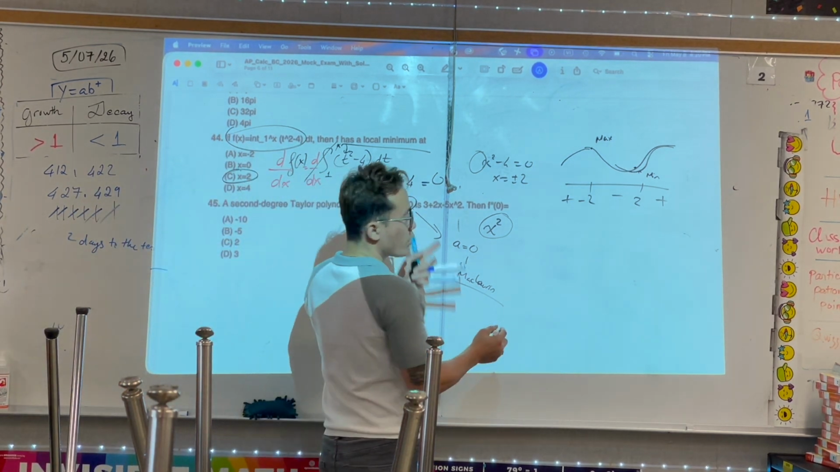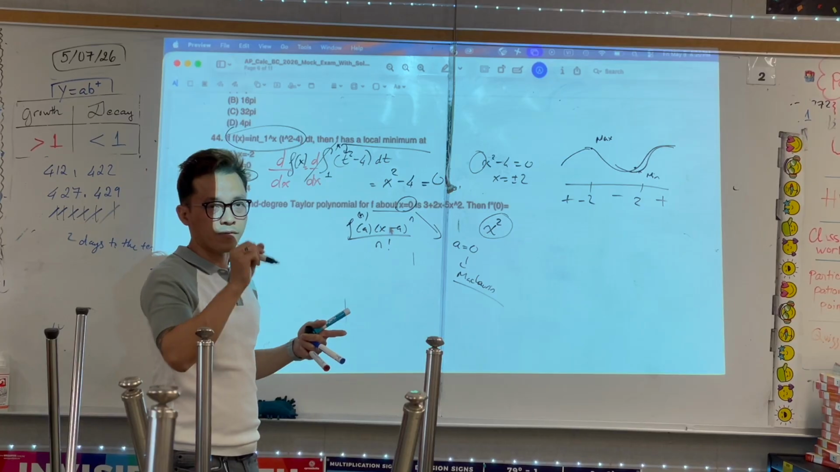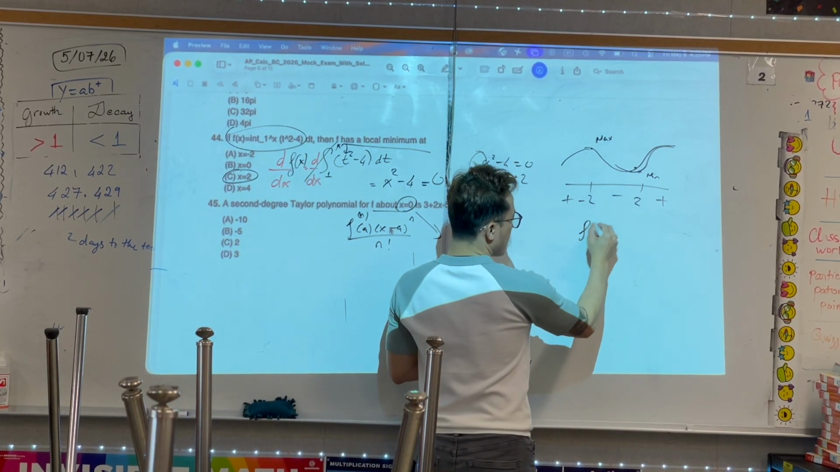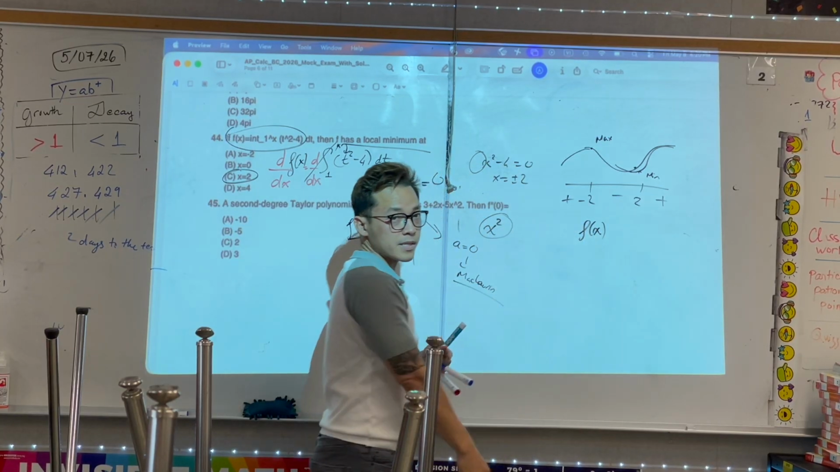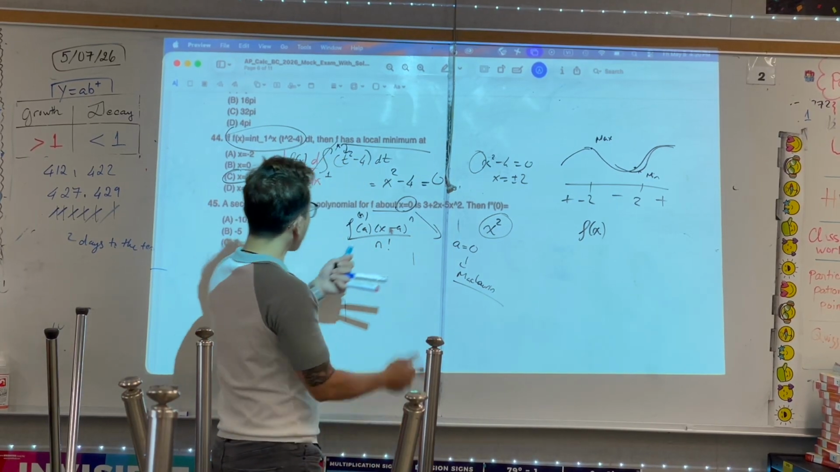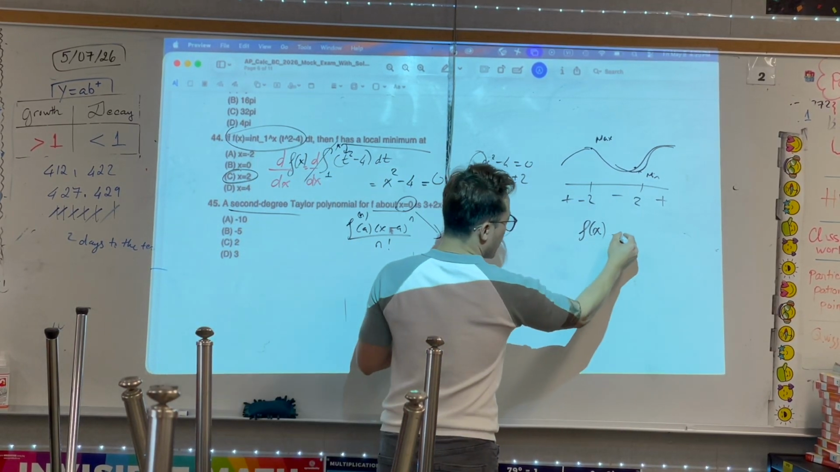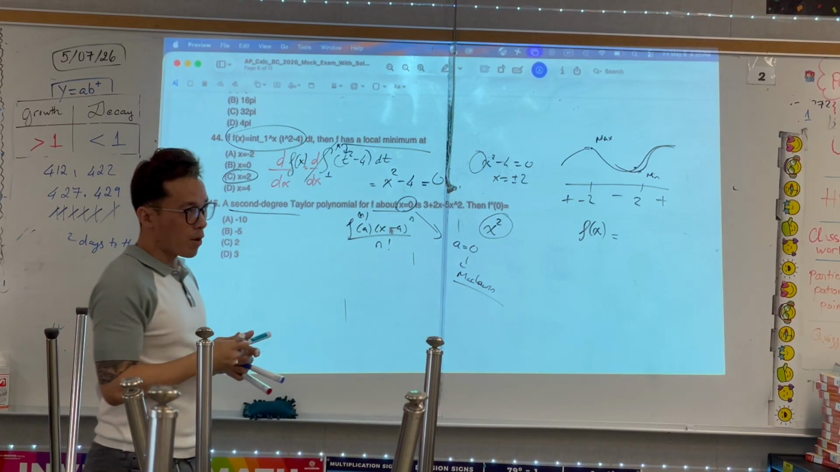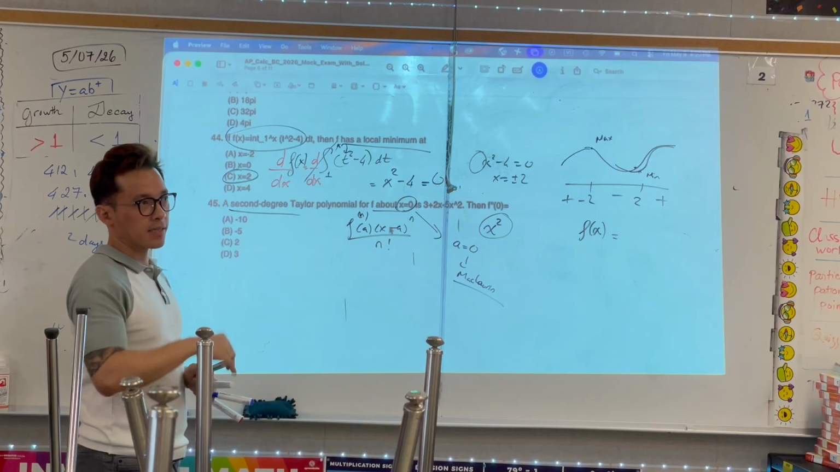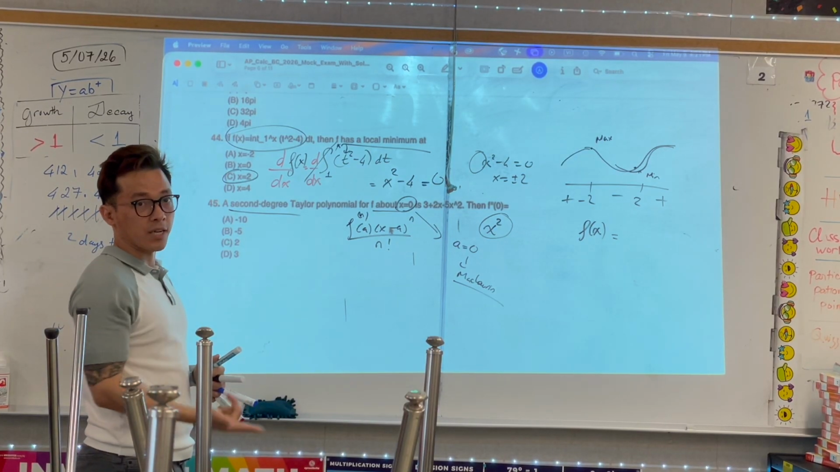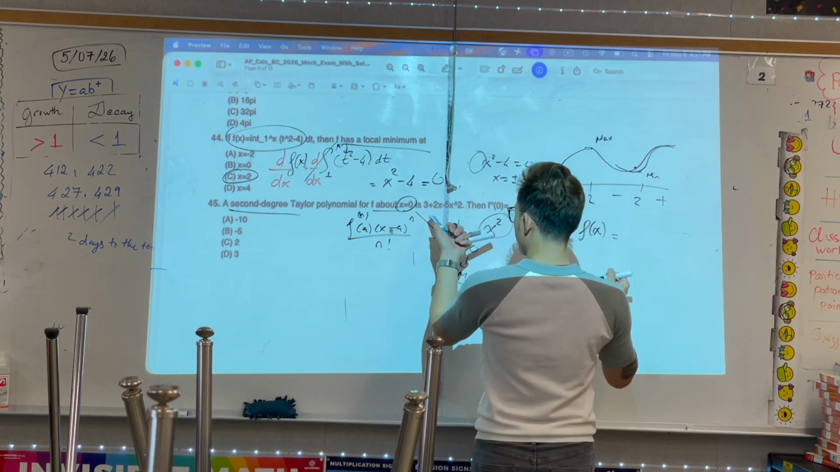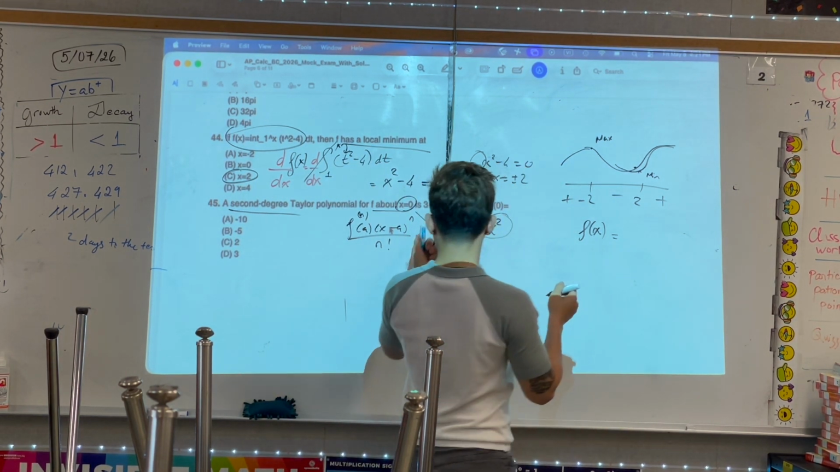What function do we have? What's the first step you said in class today? The first step is always list out the function, first derivative, second derivative. That's the first step for both Maclaurin and Taylor. What is the function?